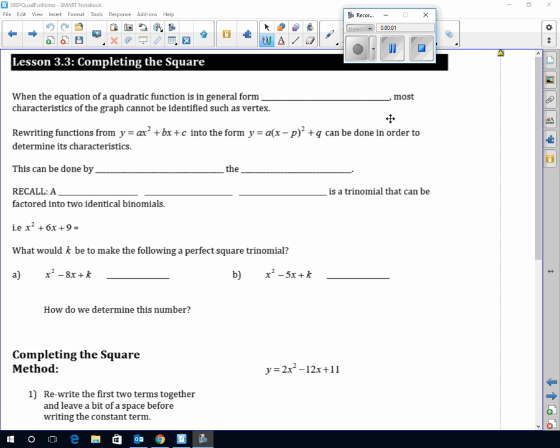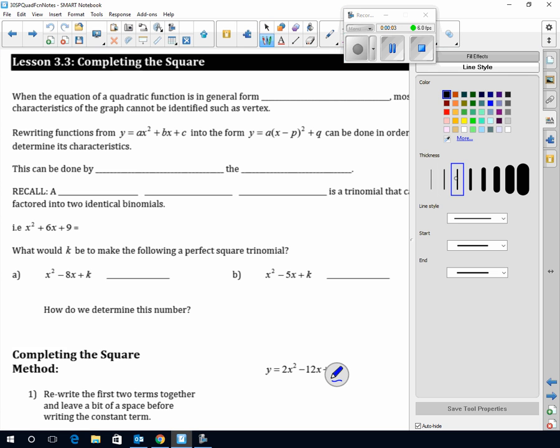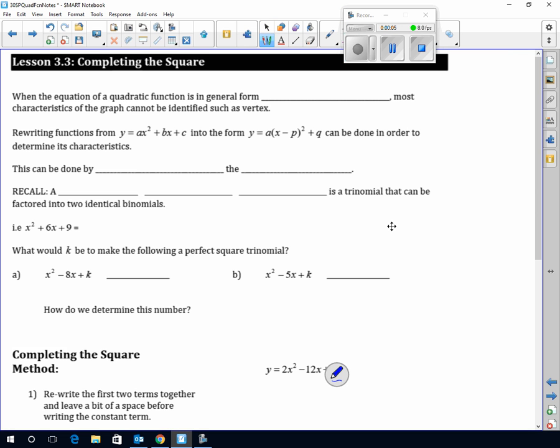You'll see that the quadratic is in this form, right? And not the form that you can actually read the vertex in. So when the equation of a quadratic function is in general form, y equals ax squared plus bx plus c, most characteristics of the graph cannot be identified, such as the vertex.